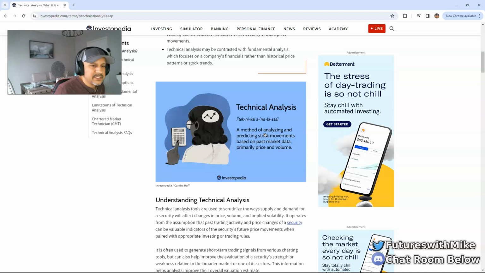You can simply go to Investopedia, type it in, whether it's supply and demand, market structure, price action, whatever it is that you're trying to grasp an understanding of in reference to the term itself. Look it up on Investopedia. They'll give you the best rundown, the best definition, so that you can gather an understanding.